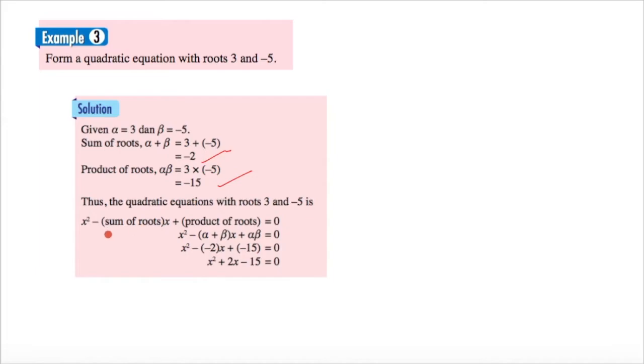So now we start with x squared minus the sum of roots, so minus the negative 2, and plus the product of roots, plus the negative 15. So this is the general equation. If you want to check, you can use a method. Okay, this is the quadratic equation.